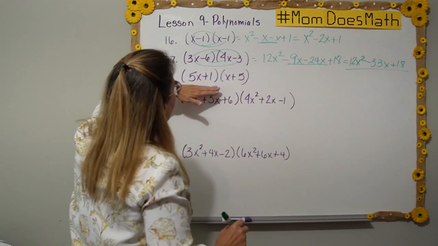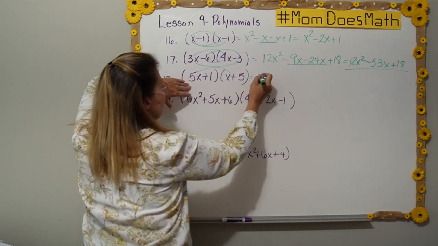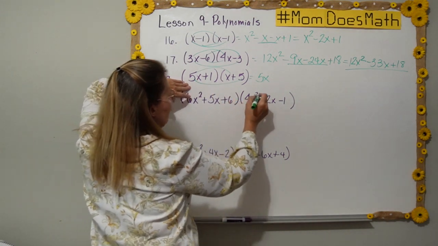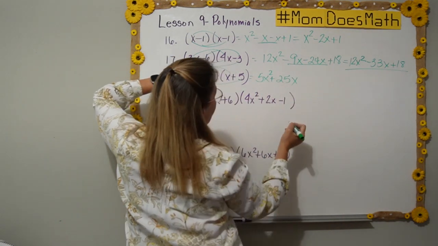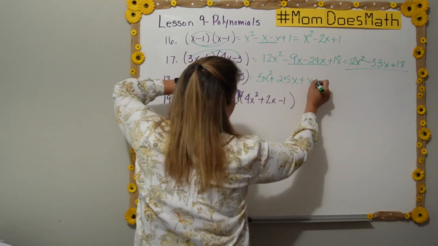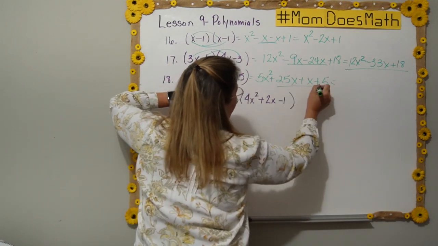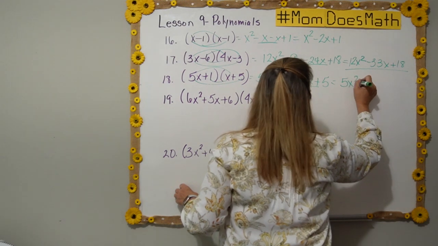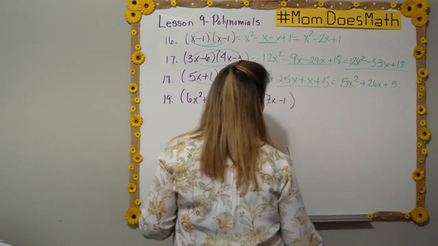Okay. And here's another FOIL problem. So the first two, 5x times x is 5x squared. Your outside, 5x times 5 is 25x. And then 1 times x is x. 1 times 5 is 5. Combine those middle terms. So you've got 5x squared plus 26x plus 5.